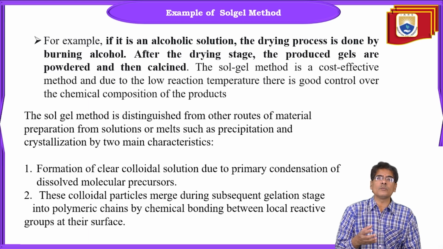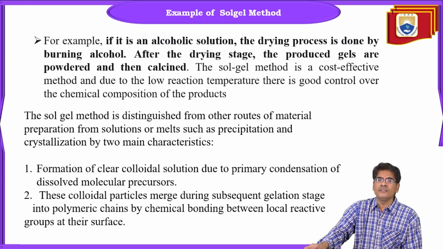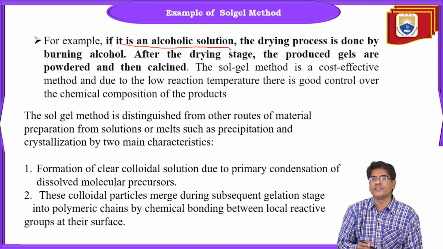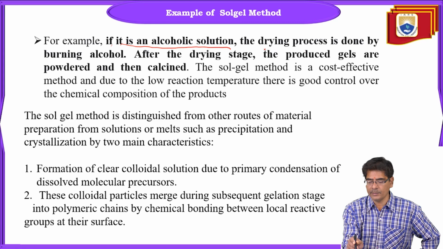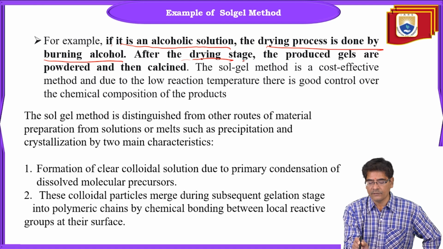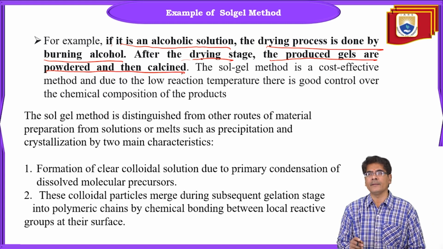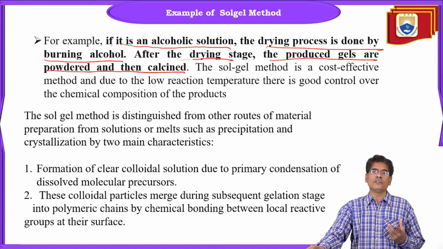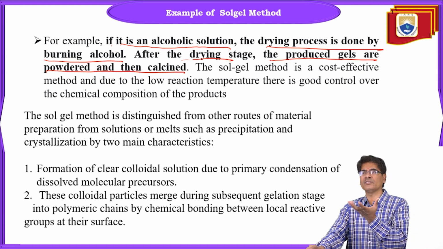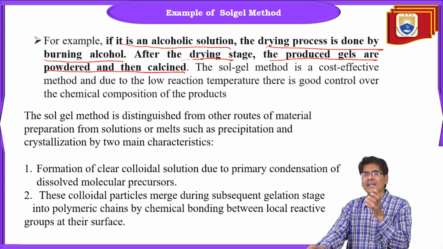So what more examples can be obtained? The examples of the sol-gel method. If it is an alcoholic solution, the drying process can be done by burning alcohol. After the drying stage, the produced gels are powdered and then calcined.